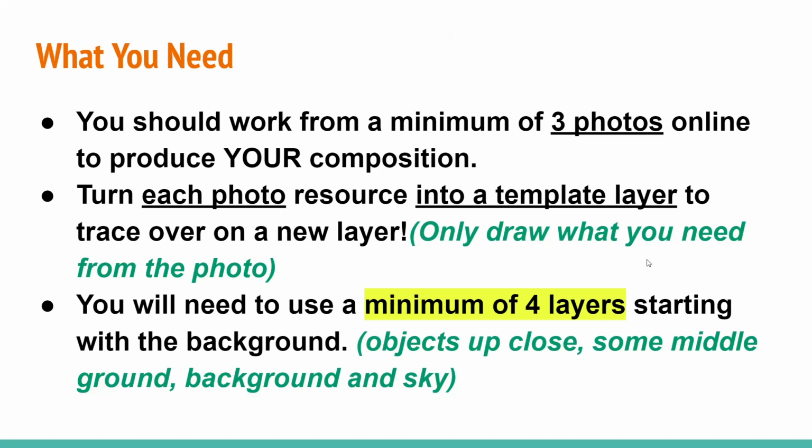What you need. You should, like I said, work from a minimum of at least 3 photos that you download from online. You're going to turn each photo or resource that you have into a template layer, right? That means you double click it, you select it as a template, and you change it to like 70% so that then it locks it and you're drawing on top of it only what you want to transfer, right? I'm not saying you have to draw the whole picture. If you like a spaceship, if you like a certain building, if you like a silhouette of something off in the distance, then you are then transferring and drawing only that on a new layer.